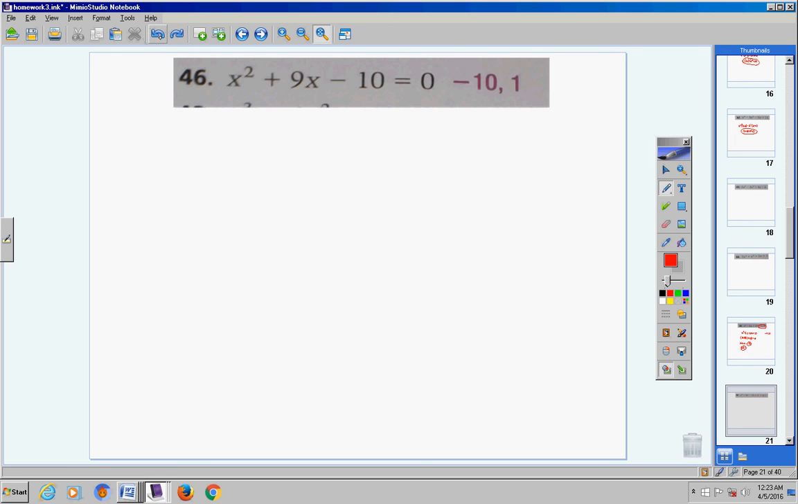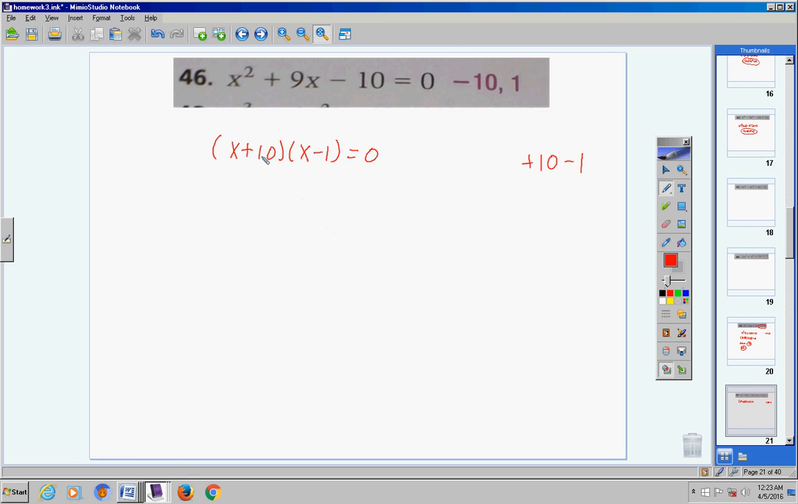So here we go. What two numbers when multiplied together give you negative 10, but when added together give you a positive 9? Well, that's going to be a positive 10 and a negative 1. If you multiply those, you'll get a negative 10. If you combine those, you'll get a positive 9. So the factorization is x positive 10, x negative 1.